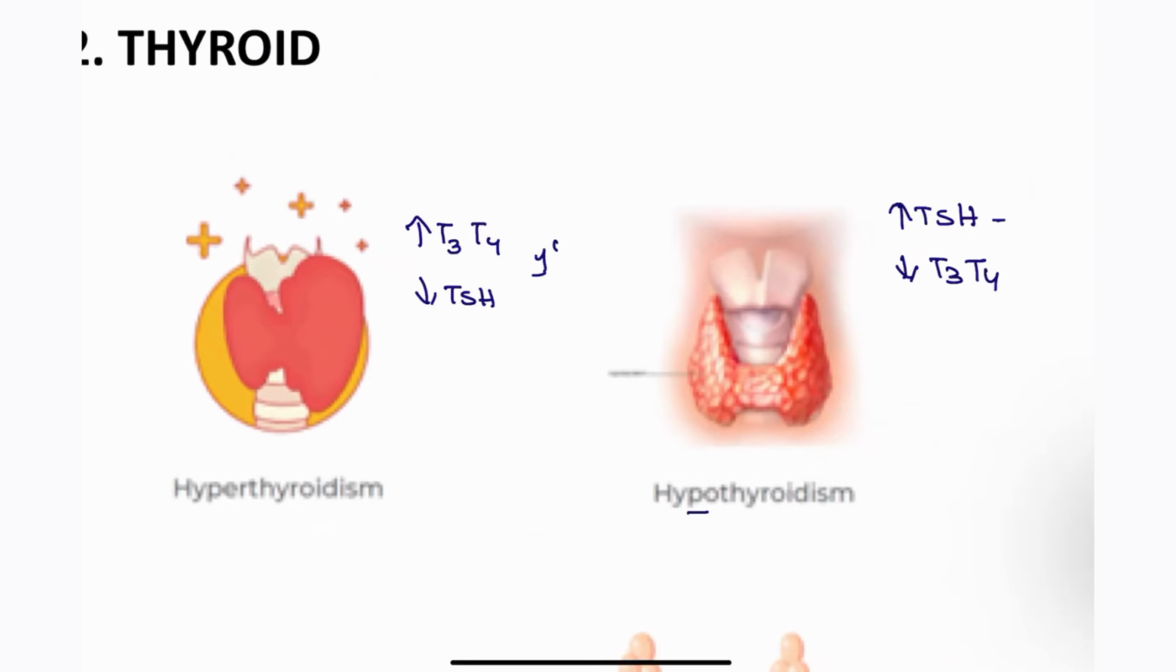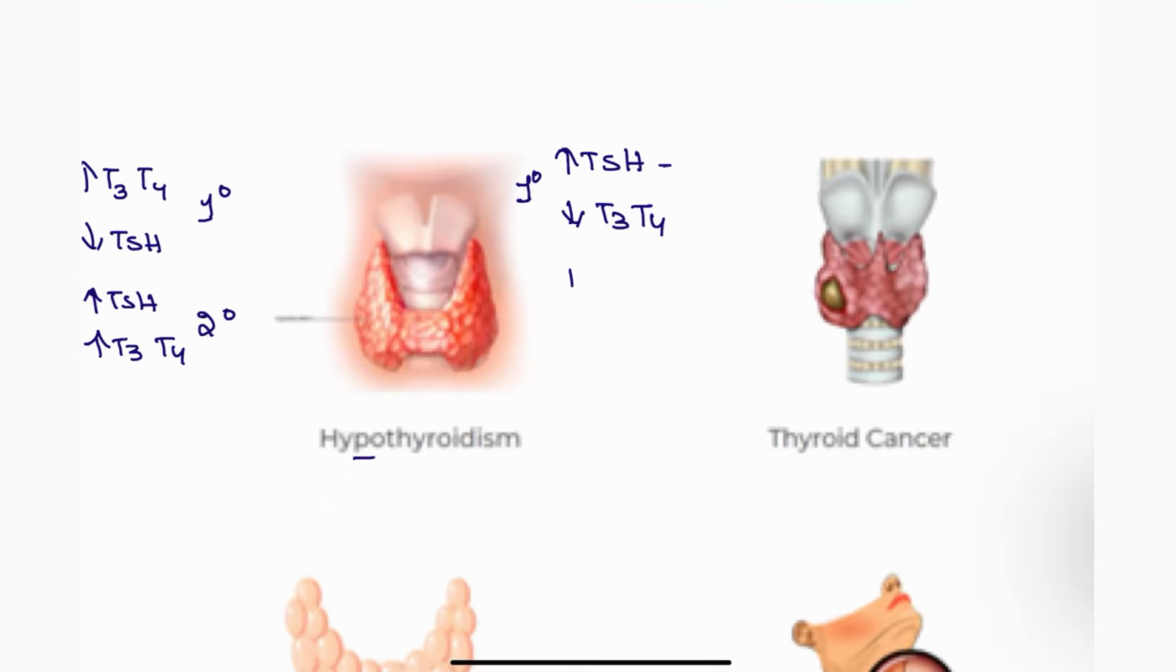Okay, these are the primary types. But when it comes to the secondary, the TSH is also raised. Okay, TSH is also raised in this patient. Same as here, sorry, TSH will be decreased here. This is the hypo. TSH will be decreased, and also T3, T4 will be decreased. This is the secondary type.